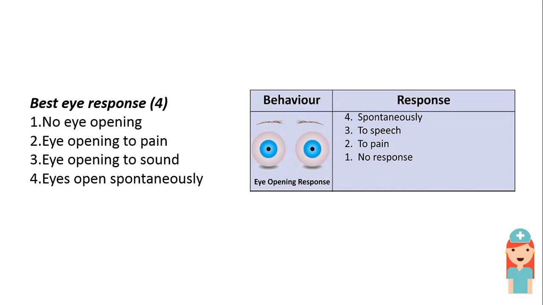Last one is no response. That means if there is no response, I will score 1. Even after asking, calling, or giving painful stimuli, he is not opening his eyes. That means there is no eye opening, so I will score him 1.